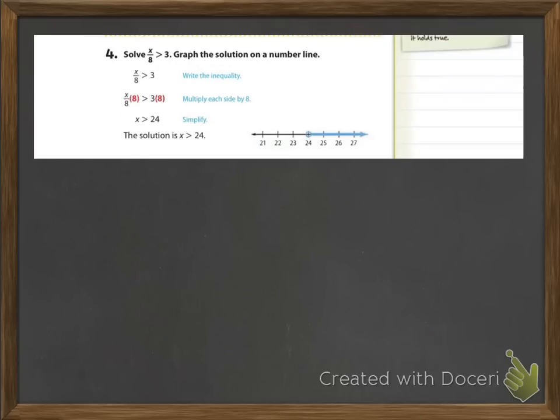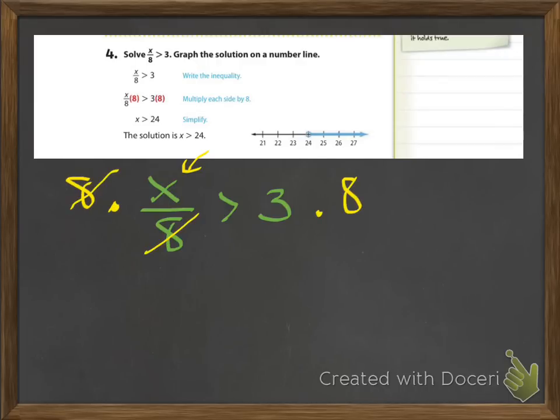All right, let's look at example 4. It says solve x divided by 8 is greater than 3. So just like we did in that example before, let's go ahead and look and see, well, x is our variable. We see that right here. X is being divided by 8. So in order to get rid of dividing by 8, we need to actually multiply each side by 8. So we're going to go ahead and do that now.